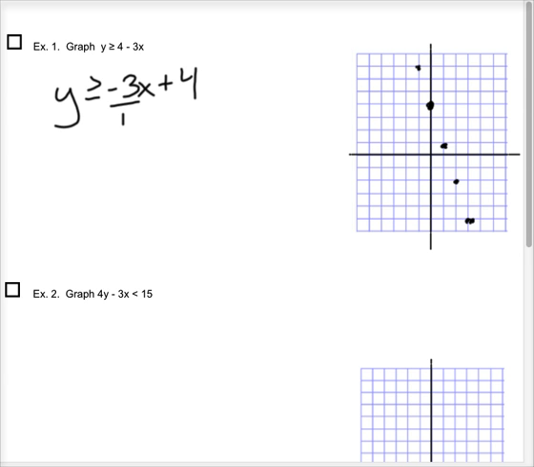And now, the next thing I'm going to do, I'm going to look at the sign of my inequality. Greater than or equal to. So that or equal to piece, if you recall, means I get a solid line going through there.